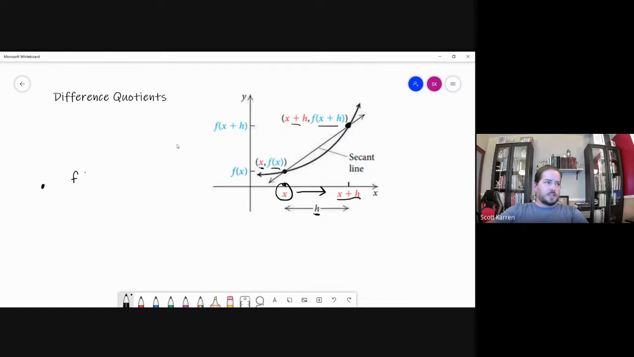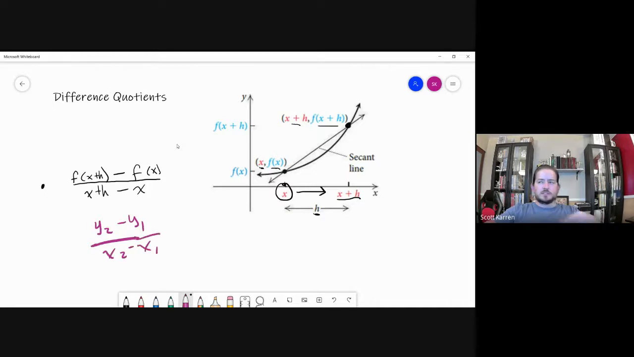f of x plus h minus f of x over, and I'll write it out, and I'm going to simplify it in a second, x plus h minus x. And it's very simple. If you cannot remember this quotient, it's very simple to remember just y2 minus y1 over x2 minus x1. Right? This is just the grown-up version of that, where I have x1, y1, x2, y2.